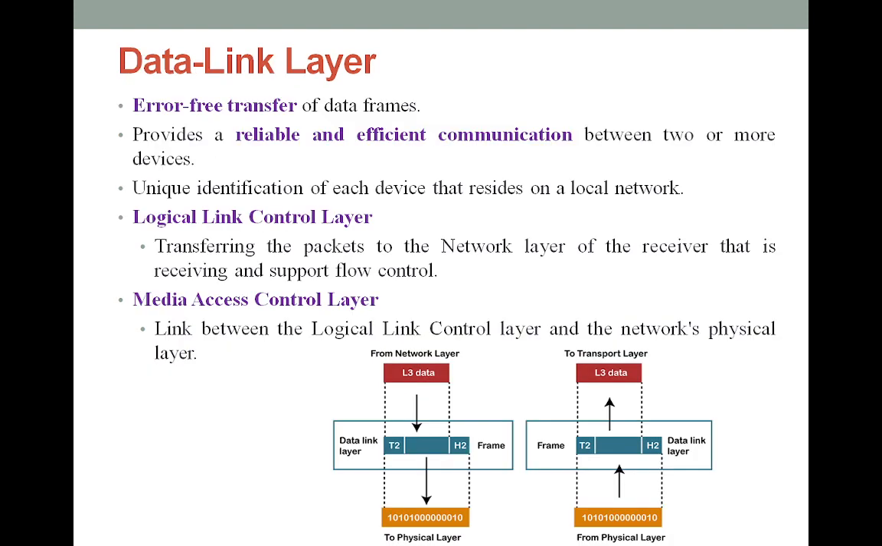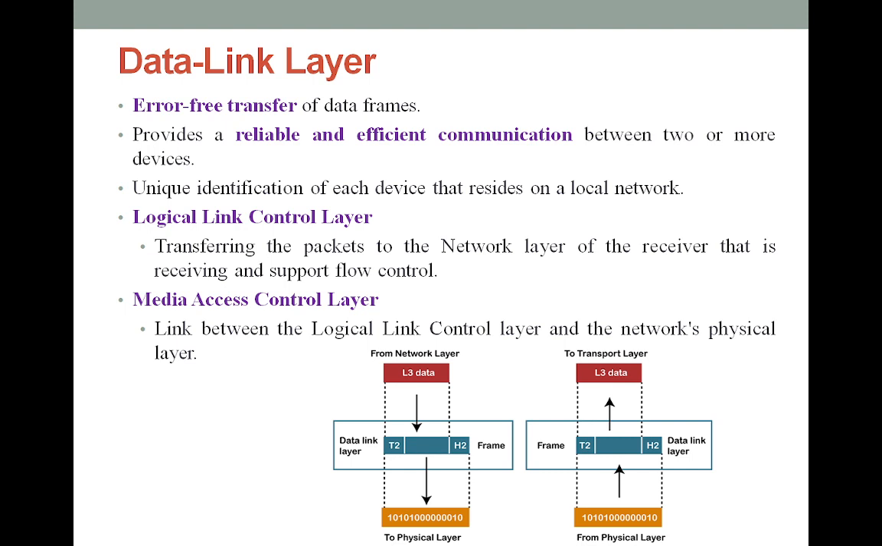Then the next layer, let us discuss the data link layer. The main functionality of the data link layer is error-free data transmission, and we can carry out reliable and efficient communication between more than one device. So the next one is the data link layer.